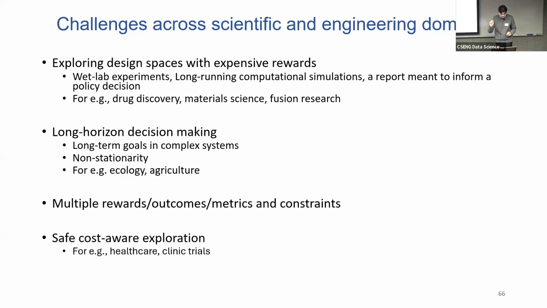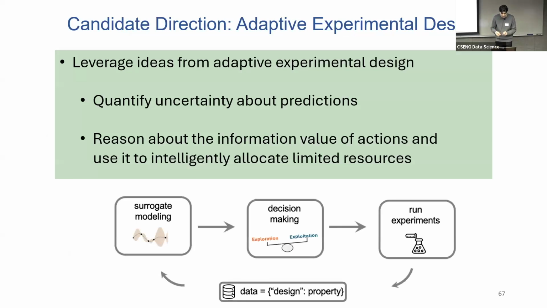So I'm going to talk about one framework, which I believe is a very good candidate for solving some of these problems, especially the first one, which is what I developed in my lab, this idea of adaptive experimental design. So really the big picture idea here is that when we build our model, we should quantify uncertainty in our prediction. And then we can use this uncertainty in our predictions to reason about the information value of an action. And why is this useful? Because once I can reason about how valuable a particular action will be to my future goal, then I can intelligently explore the space while minimizing the actual real world costs, right?